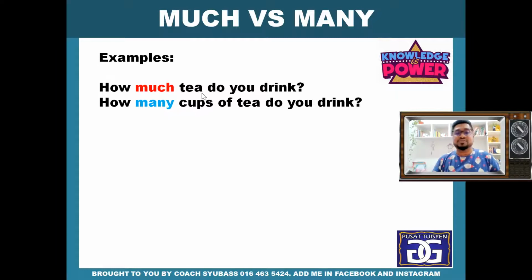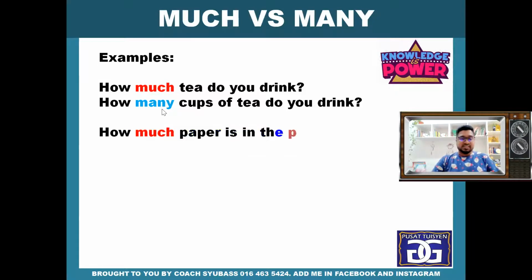No matter how much you drink, tea is always spelled as tea. You cannot add an S, but you can add S for cups. That's the difference between uncountable and countable. So for uncountable, we use much. Countable, we use many. Next, how much paper is in the printer?